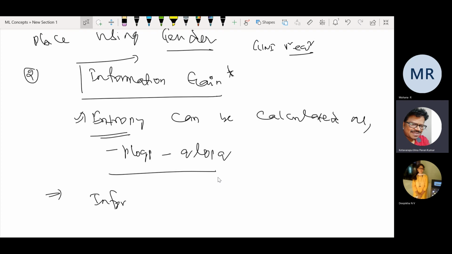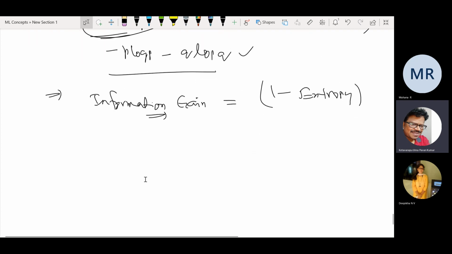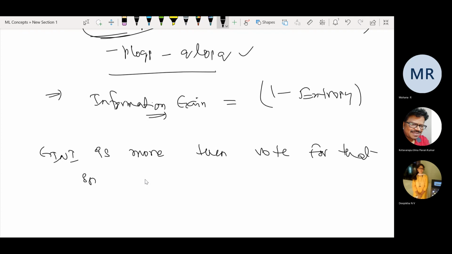Now, my information gain is equal to, because I can get entropy directly with the formula minus P log P minus Q log Q, 1 minus entropy. Then I can get the information gain. Now you can ask the question: if Gini is more, then vote for that split. This is the most important thing.